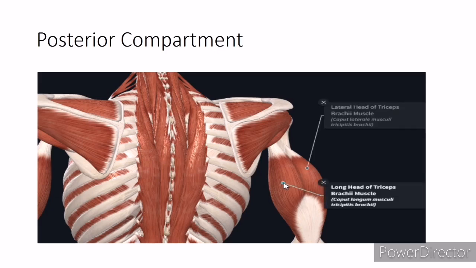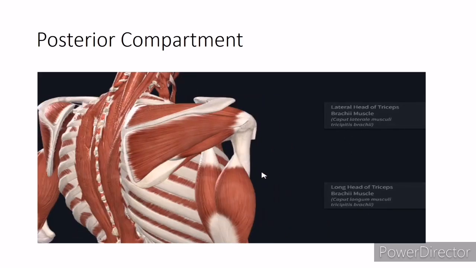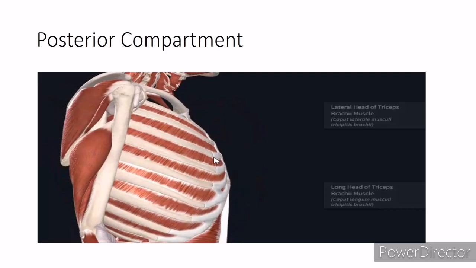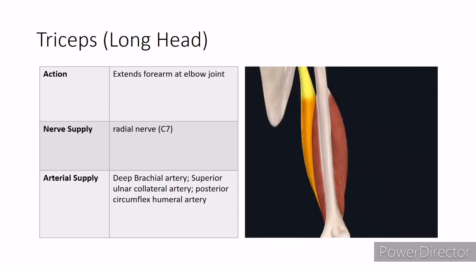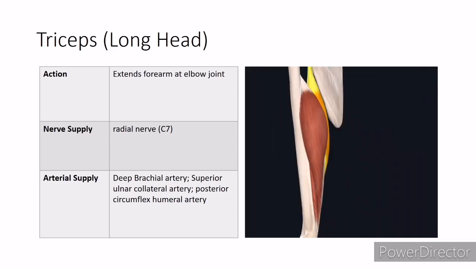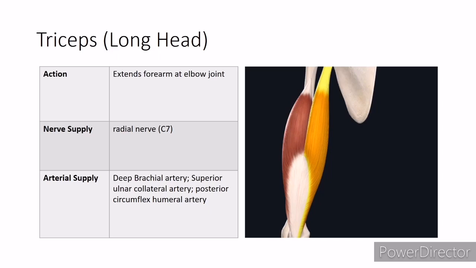It is composed of the long head, the lateral head, and the medial head of the triceps brachii muscle. The long head of the triceps brachii muscle extends the forearm at the elbow joint. It is innervated by the radial nerve, and its arterial supply is the deep brachial artery, superior ulnar collateral artery, and the posterior circumflex humeral artery.